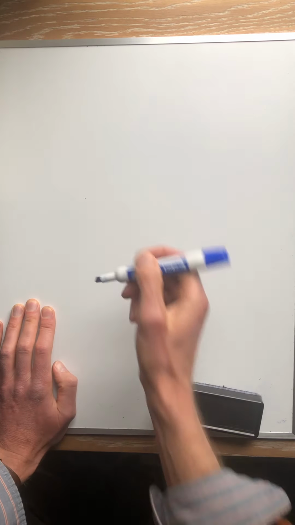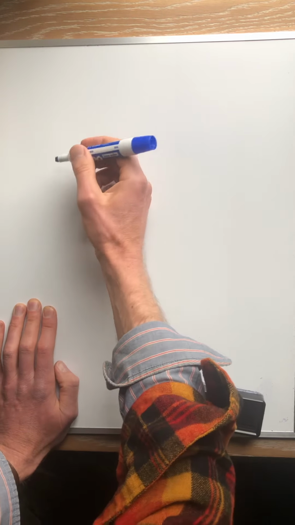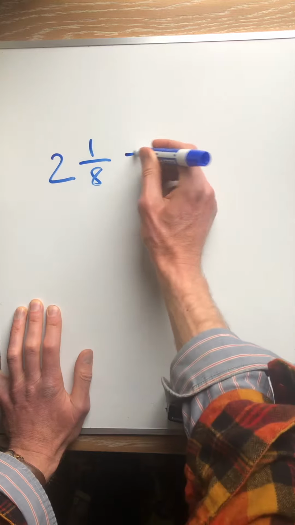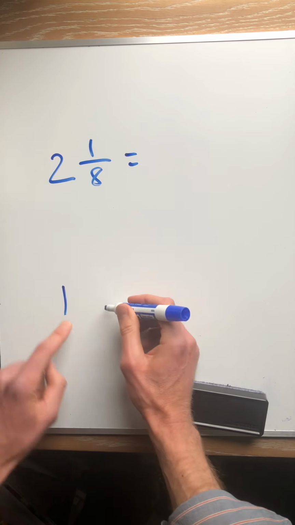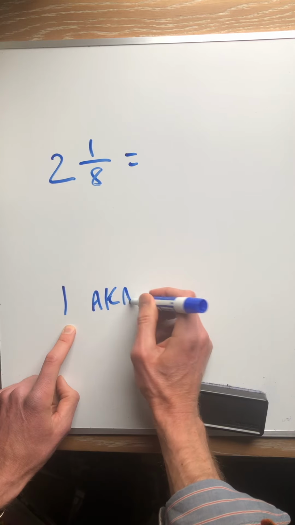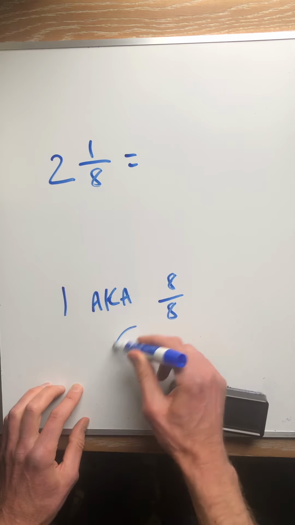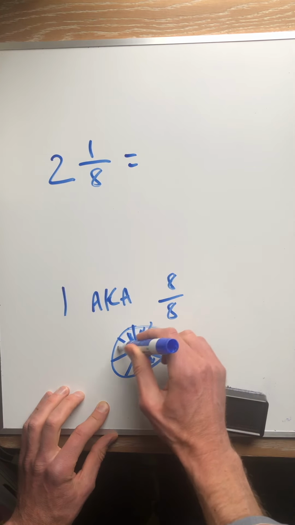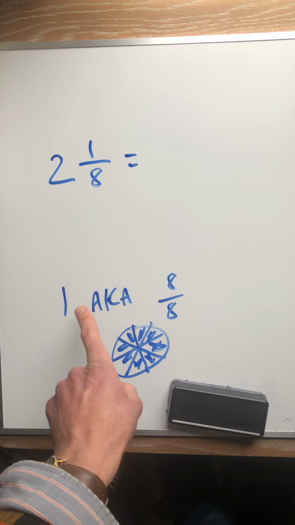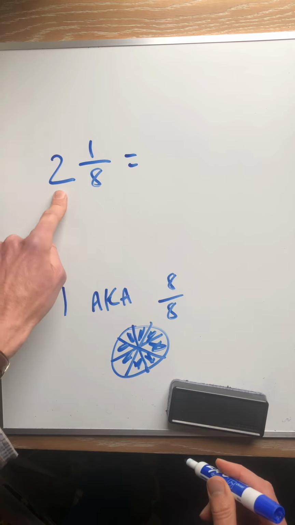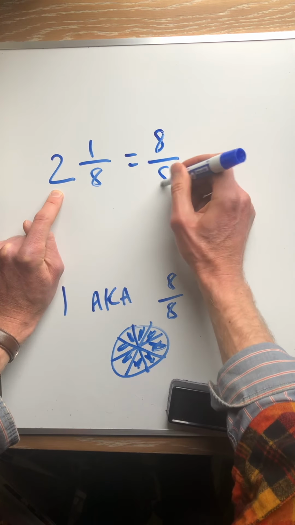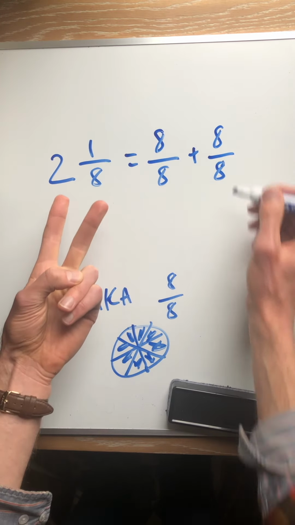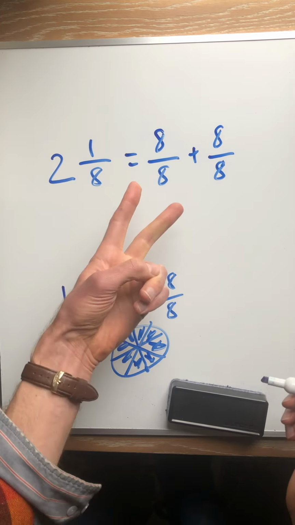So let's say I have 2 1/8. Okay, so remember, a whole 1 is also known as, in this case, 8/8. It just means the whole thing's been cut in 8 pieces, but I've got all of them. So a whole is 8/8. Okay, in this case, I have how many wholes? 2. So I'm going to write 8/8 once and twice because I have 2 of them. So 8/8 happens 2 times. Happens 1 time for each whole. And then I've got a 1/8 still.